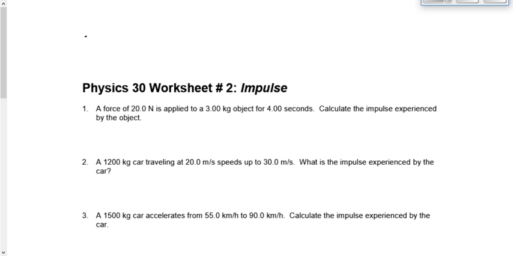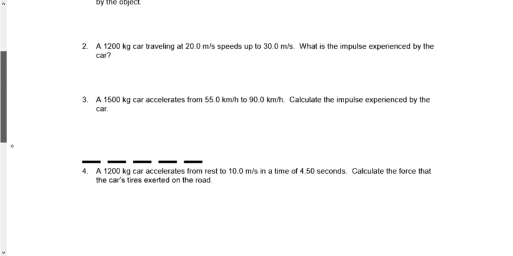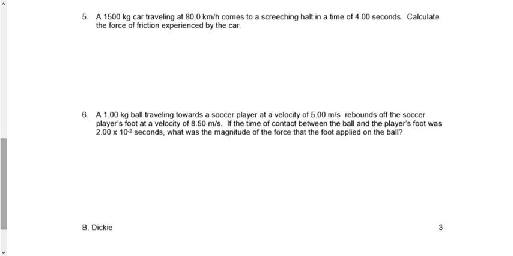We're going to take a look at worksheet number 2 now, specifically questions 6, 7, and 8. Number 6 says a 1.00 kilogram ball traveling towards a soccer player at a velocity of 5 meters per second rebounds off the soccer player's foot with a velocity of 8.5 meters per second.